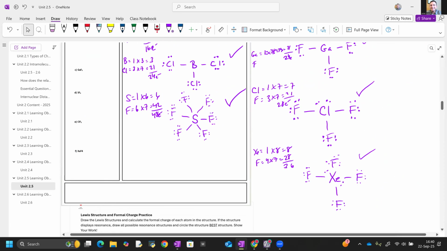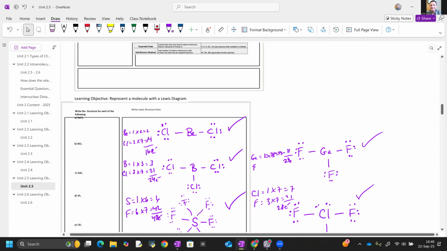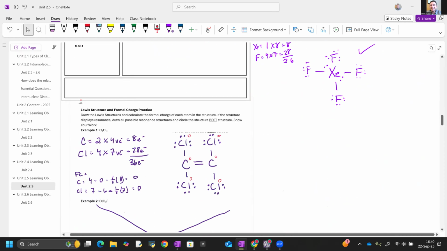All right. And so that covers everything with Lewis structures and being able to represent Lewis structures with Lewis diagrams.